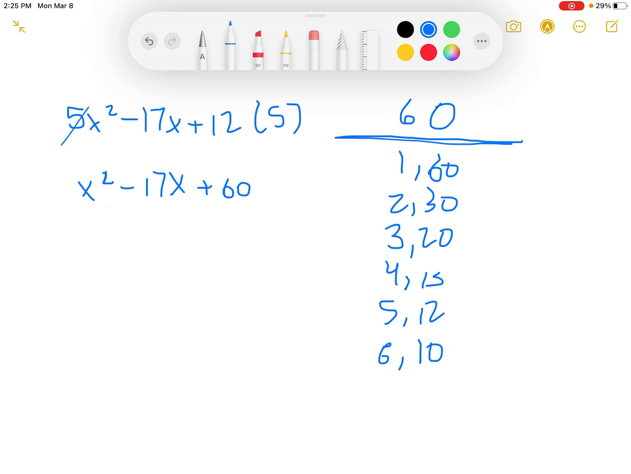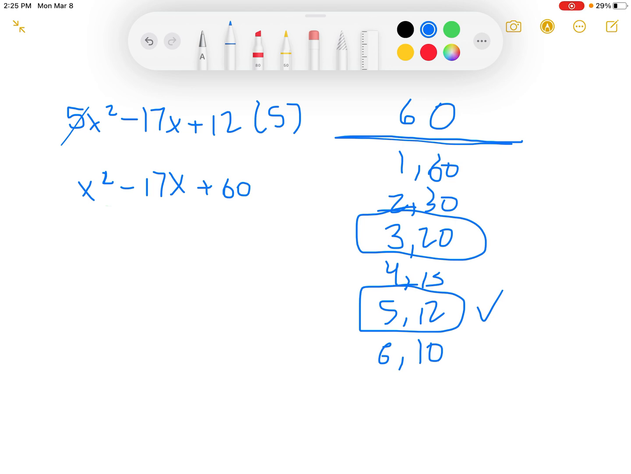What things add to 17? Because we have 17 here. Well, we notice this time there's 2 that possibly could, depending on their signs. 3 and 20 and 5 and 12. But we're going to have to use 5 and 12, and here's why.